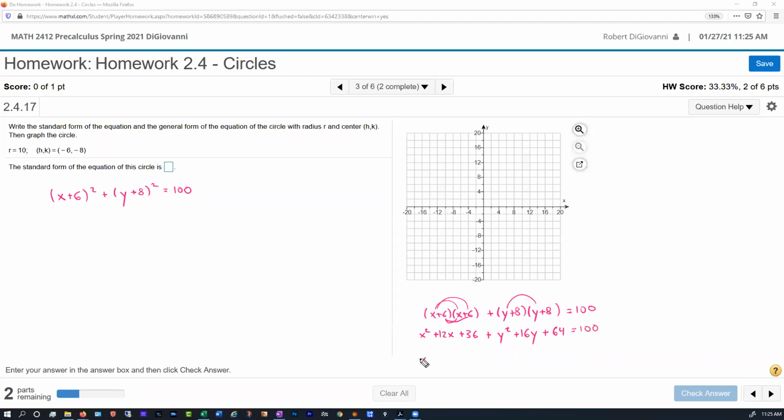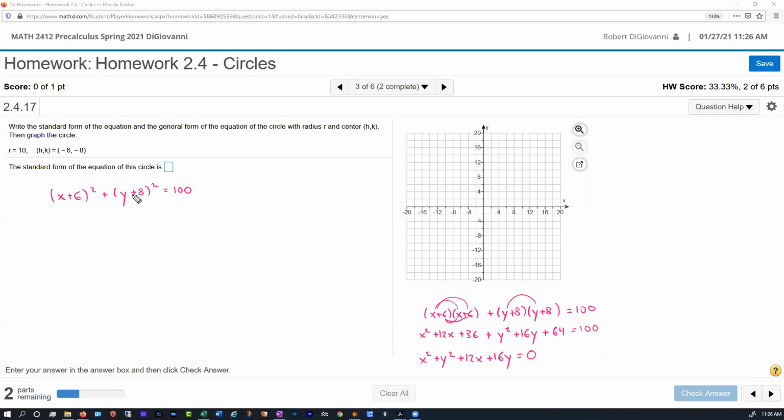And now I'm just going to write things in the form they like. So I'm going to put the x squared and y squared next to one another. I have the 12x. I have the 16y. And then I'm going to put these two together. So 36 and 64 is 100, right? So let me just double check it. 36 and 64, that's 100. But then I'm going to subtract 100 on both sides. So if I do that, it goes away. So I just get equals 0.